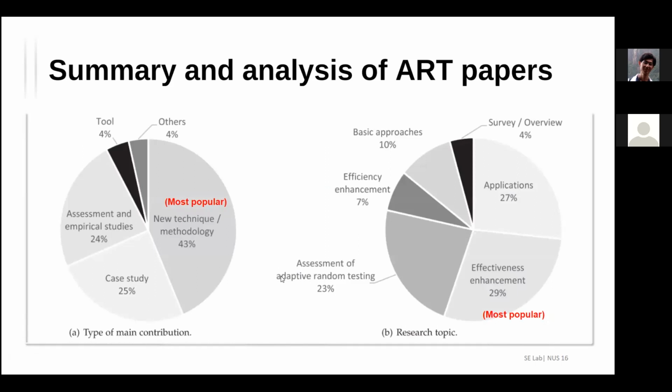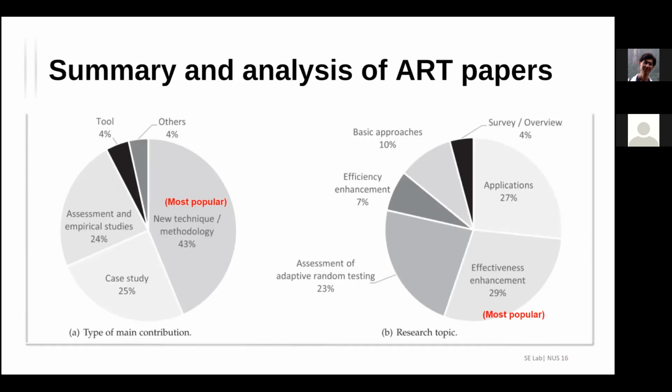So they also mentioned the types of contributions, the main contribution of the paper as well. And they found that most of them were on new techniques and methodology. This is not very surprising. Of course, most papers want to look at new fancy things rather than elaborating on existing techniques, for example. And the most popular was supporting effectiveness enhancements. So again, you have some new technique that improves an old technique, for example. These are not very surprising results, but still good to have them confirmed, I suppose.